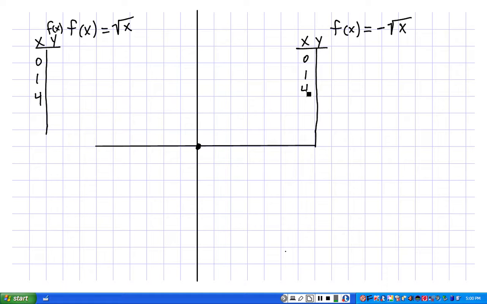Alright, so now for my parent function, square root of 0 is 0, plug in a 1, square root of 1 is 1, plug in a 4, square root of 4 is 2. Alright, for my second function, plug in 0, still get 0, plug in a 1, square root of 1 is 1, but now a negative gets attached to it, so I get a negative 1. Plug in a 4, square root of 4 is 2, attach a negative to it. Okay, so let's graph them. 0, 0 I have, 1, 1, 4, 2.